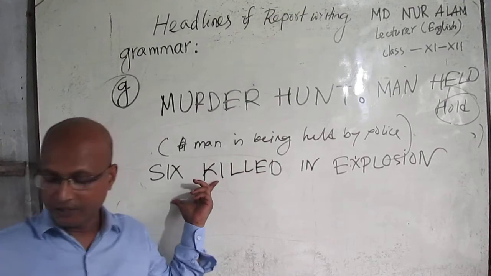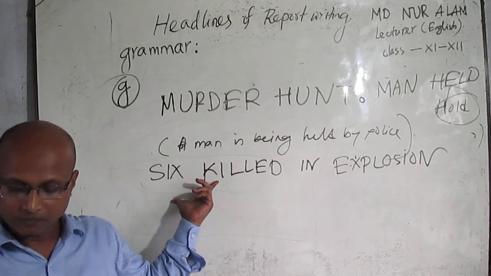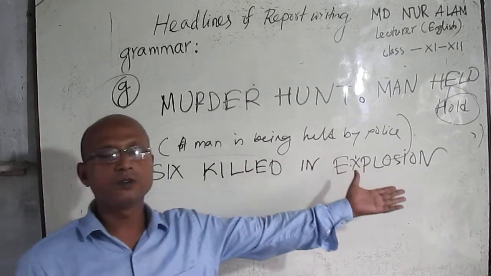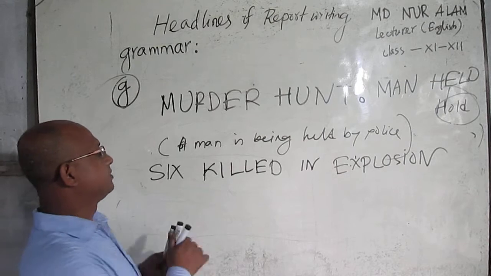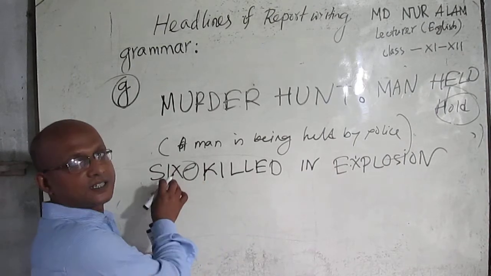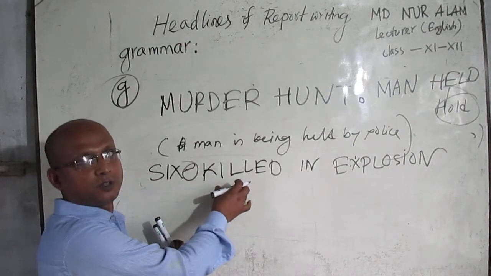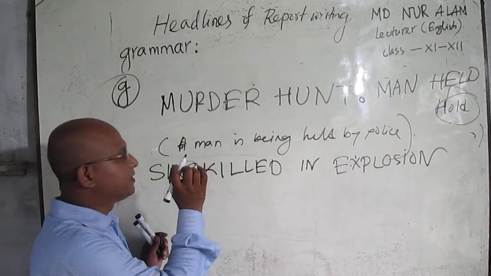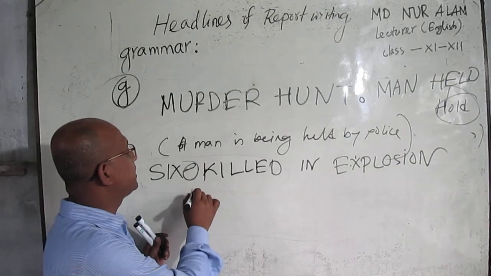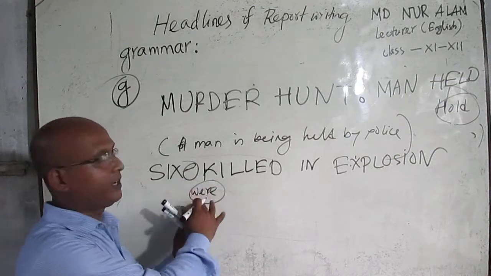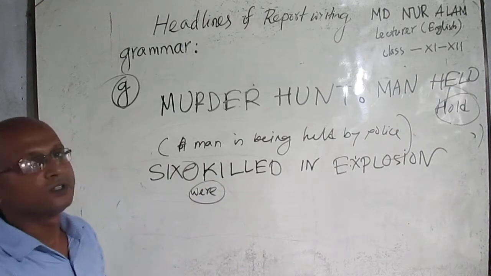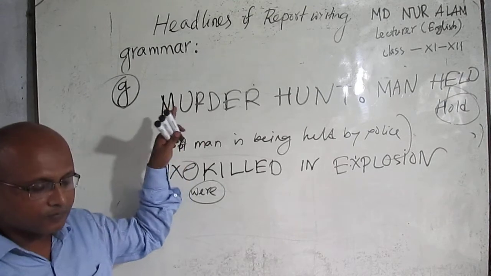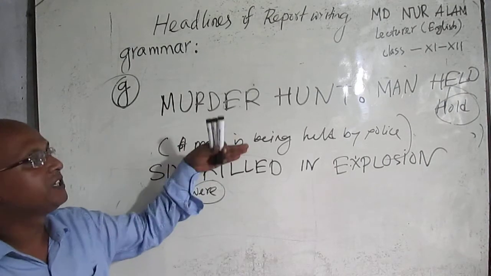Look at the headline. 6 killed in explosion. You know, 6 killed. This is the subject. Killed is the past participle of kill. There is no be verb here. Actually, the sentence should be 6 people were killed in explosion. So this is the structure of writing passive headlines in the English newspaper.